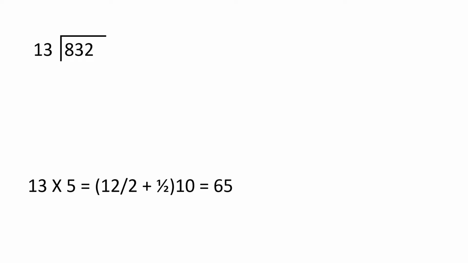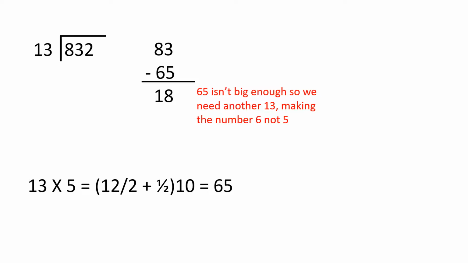So 5 times 13 is 65. 83 minus 65 is 18. We can see that 13 will go in there once, so the number we need is 6. We subtract off an additional 13 and have 5 left over. We put a 6 on the top and a 5 in the tens column, and we bring down the 2.